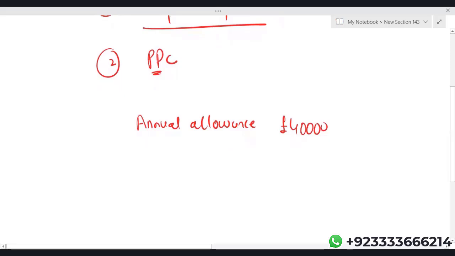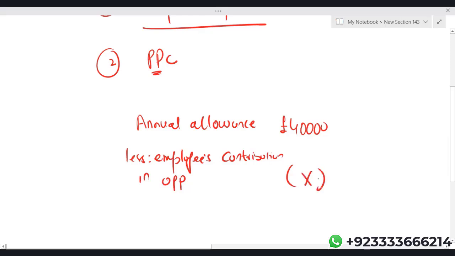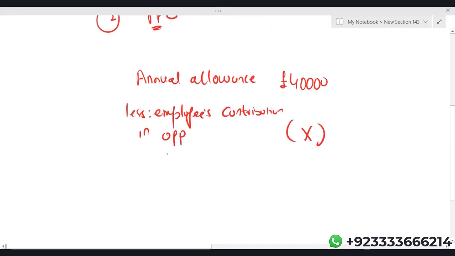Number one, this annual allowance limit will be utilized, maximum, with what sort of contributions? Let's say the employee's contribution in the occupational pension plan. If the employee is contributing in the occupational pension plan, then the employee's gross personal pension contribution, the gross PPC of the employee.